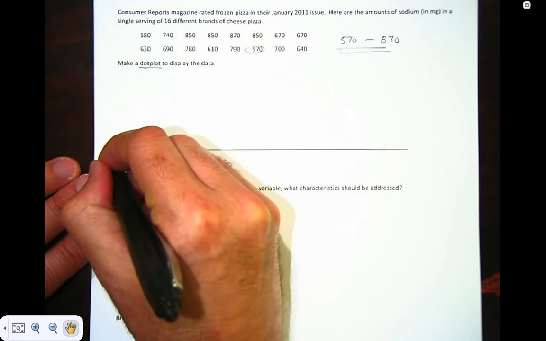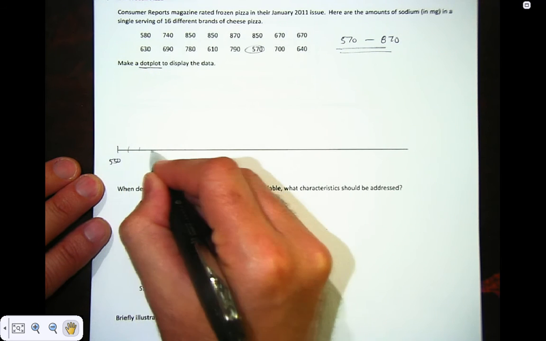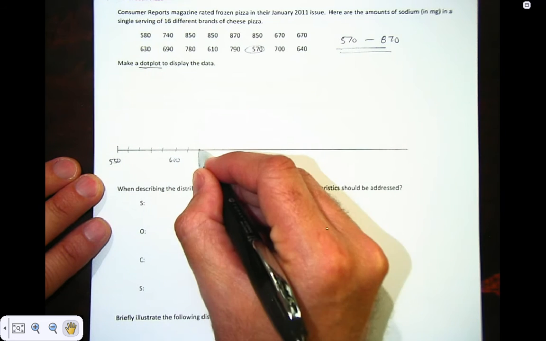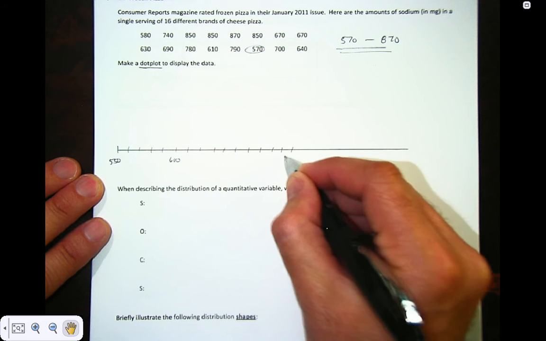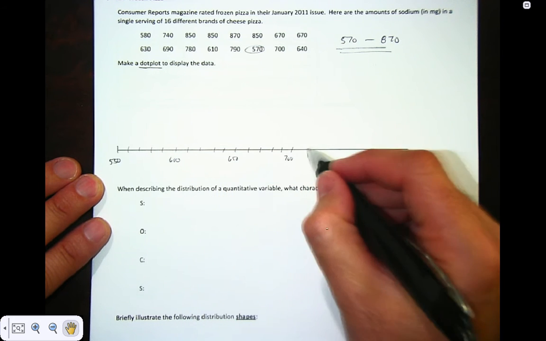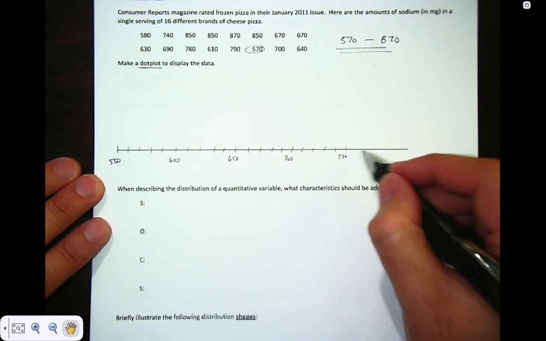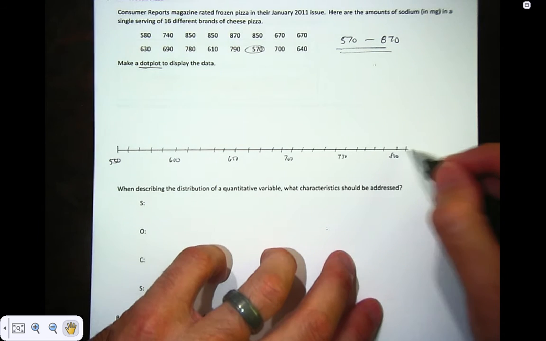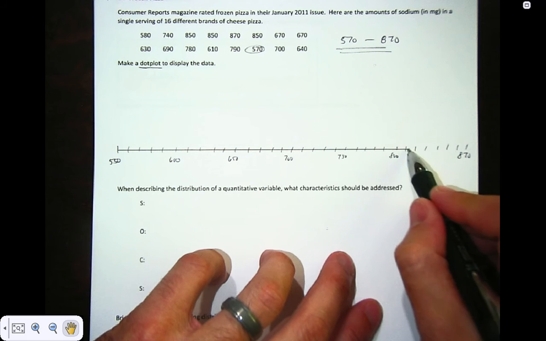So if I start down here at 550 and I'll do 60, 70, 80, 90, 600, 610, 20, 30, 40, 50, 60, 70, 80, 90, 700. So this was 1, 2, 3, 4. This is 650. And then 10, 20, 30, 40, 50, 60, 70, 80, 90, 800. And then 10, 20, 30, 40, 50, 60, 70. That's going to be the max out there.